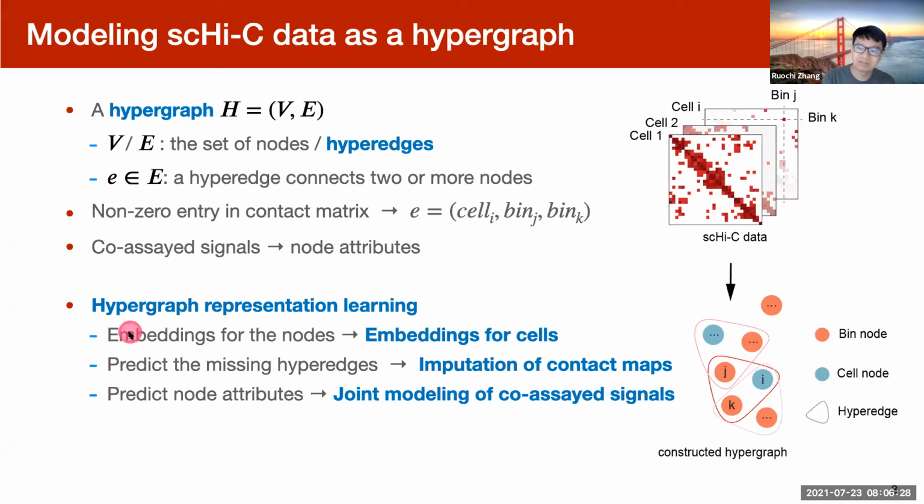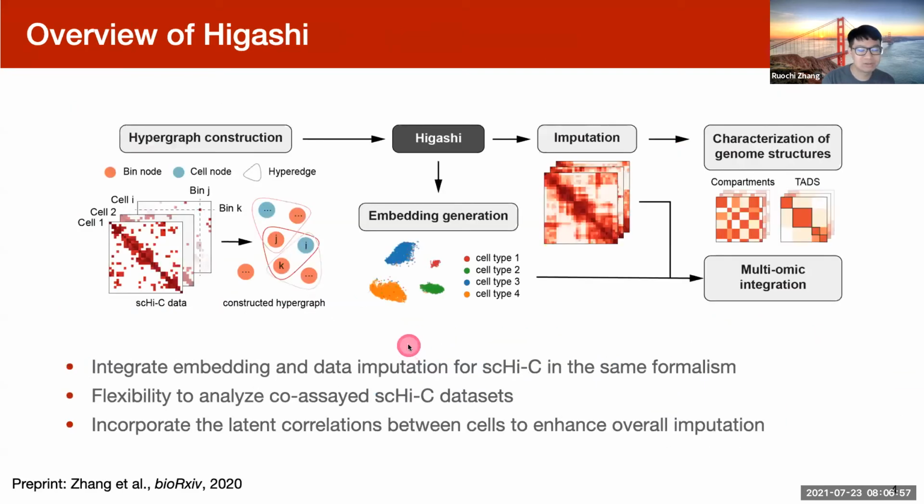And because this hypergraph is constructed from single-cell Hi-C following the procedure that I just described, you can see that these three functions of this representation learning framework are actually equivalent to the analysis goals I proposed for single-cell Hi-C, which is to generate embeddings for the cells, impute the sparse contact maps, and jointly model co-assay signals. So based on this setting, we developed this new method called Higashi.